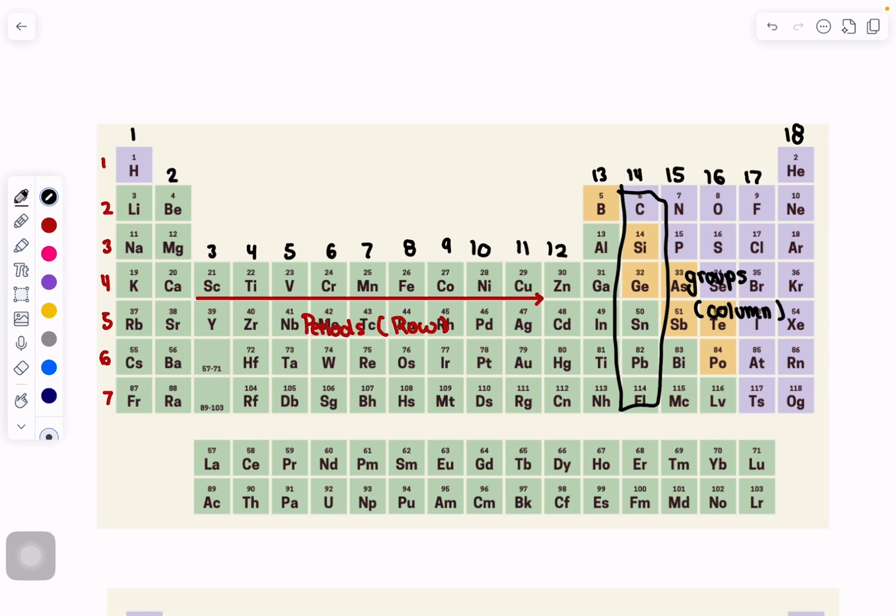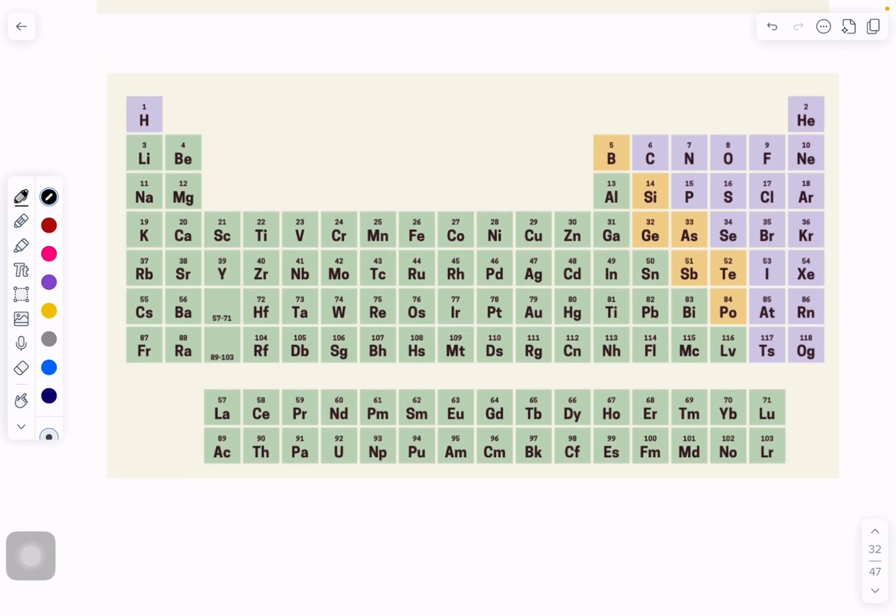Now, these groups and periods can be organized in different ways. The first thing is metals versus non-metals. If you look at this periodic table, anything written in purple right here is a non-metal. Anything written in green is a metal. And then anything in yellow is a metalloid. Metalloids are a little weird because they have properties of both a metal and a non-metal.